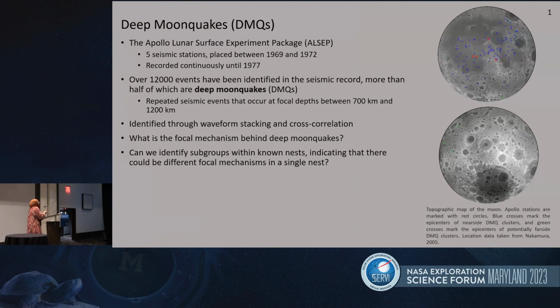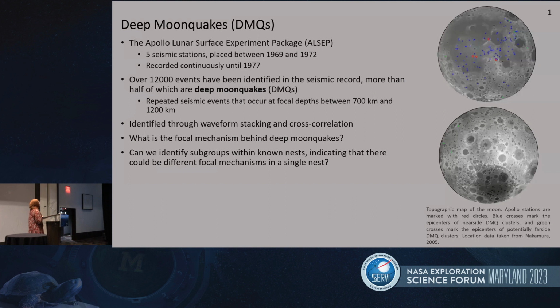I'm sorry. Okay, so to give some background: what deep moonquakes are and how they were detected. The Apollo lunar surface experiment package was deployed during the Apollo missions, and it comprises, among other things, 5 seismic stations which were placed between 1969 and 1972. 4 of those, which are represented by the red dots in the equilateral triangle on the near side, recorded continuously until 1977, and these provide the bulk of our lunar seismic record.